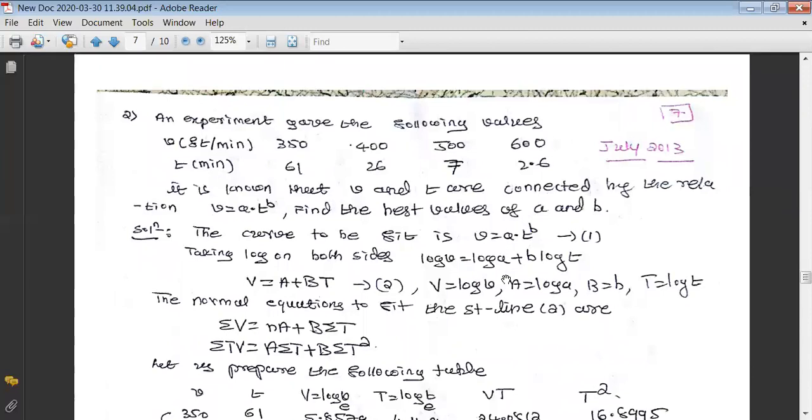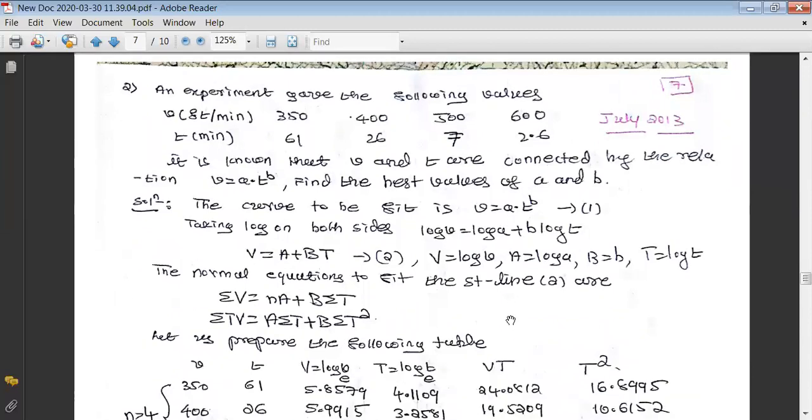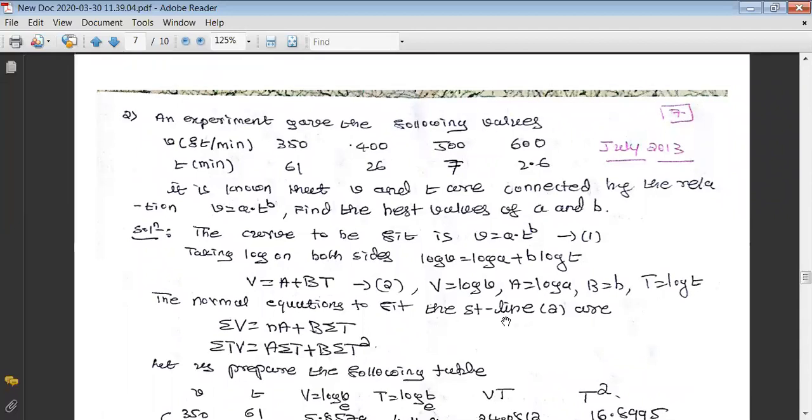Now let us go for one more problem on geometric curve. The only change is, again, a change in the notation. Instead of x and y, they have given the curve to be fit as v equal to a into t raised to b. In the place of y, we have v, and in the place of x, we have t.